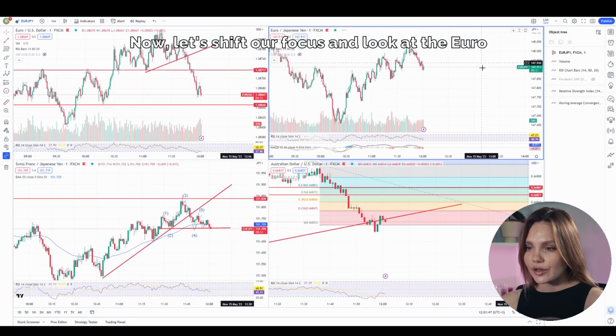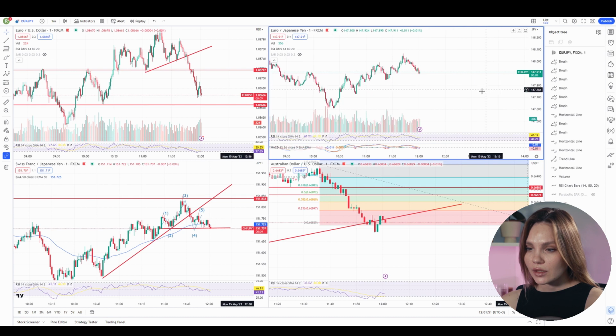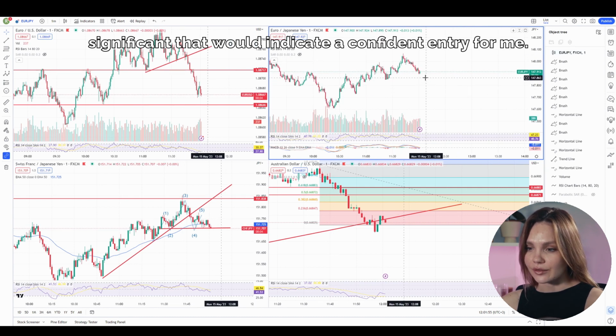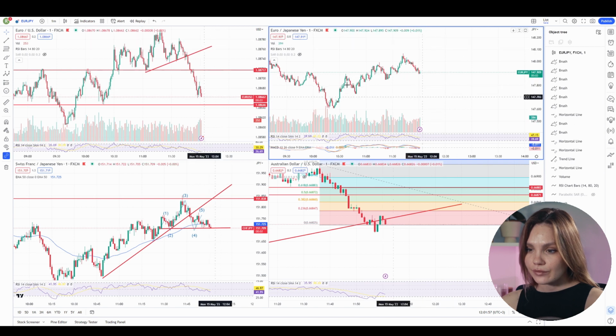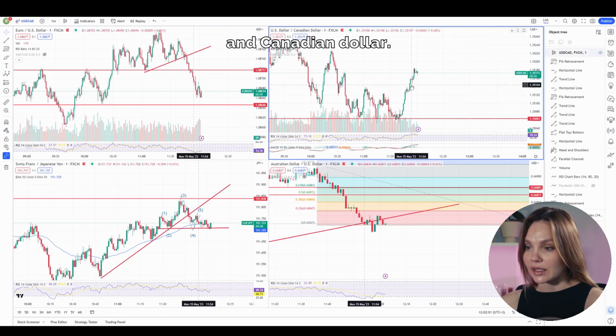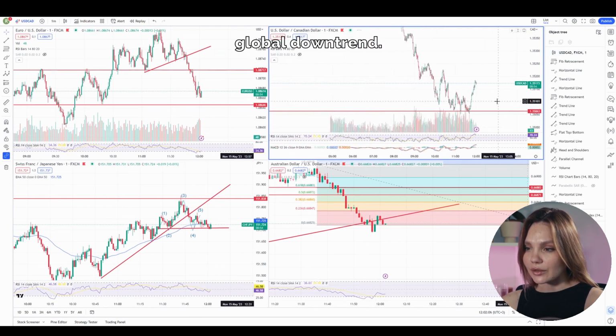Now, let's shift our focus and look at the euro and Japanese yen pair. There is a minor drop here, but nothing significant that would indicate a confident entry for me. Let's check other currency pairs like US dollar and Canadian dollar. Here things are more interesting. We have a global downtrend.